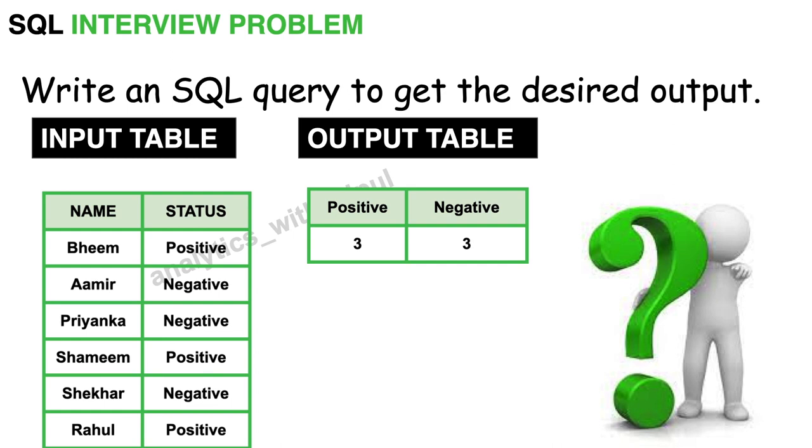The output table has two columns: one is positive and the other is negative. The data in this table contains the number of records, or number of people, for whom the status is positive and negative respectively. Now let's go to my SQL workbench to see the solution.